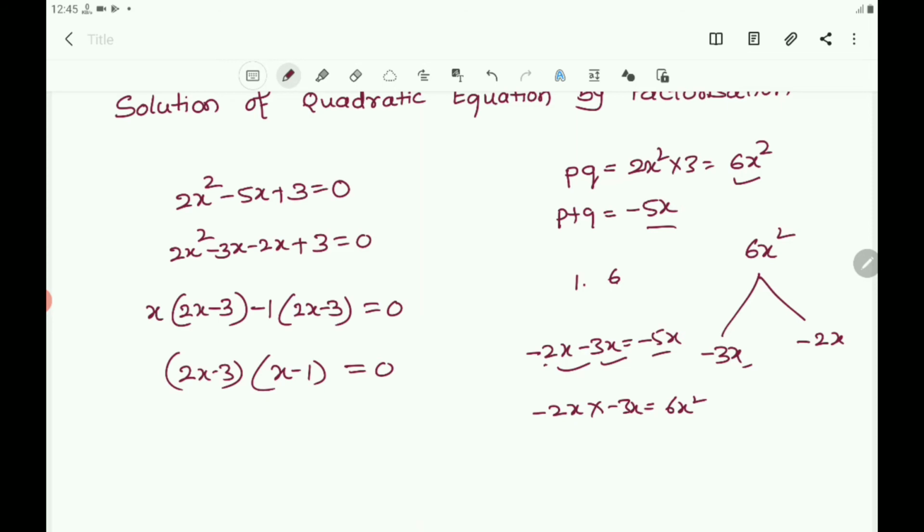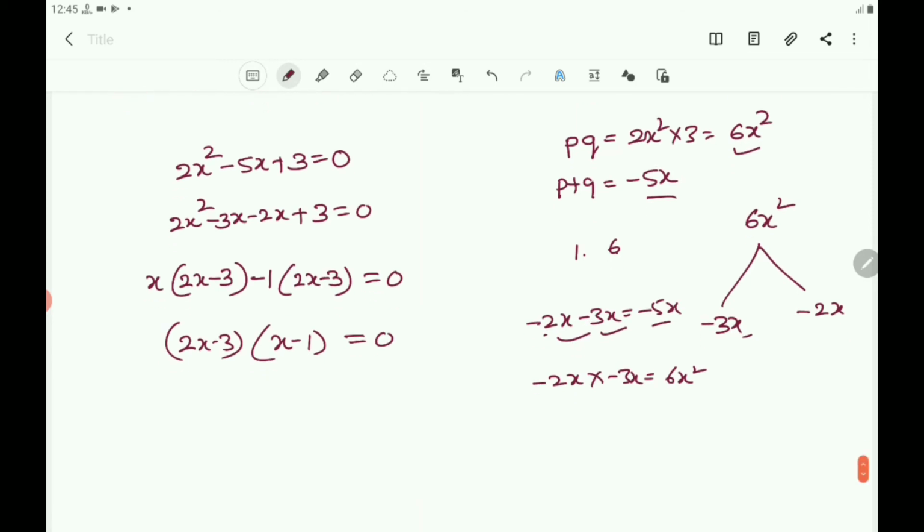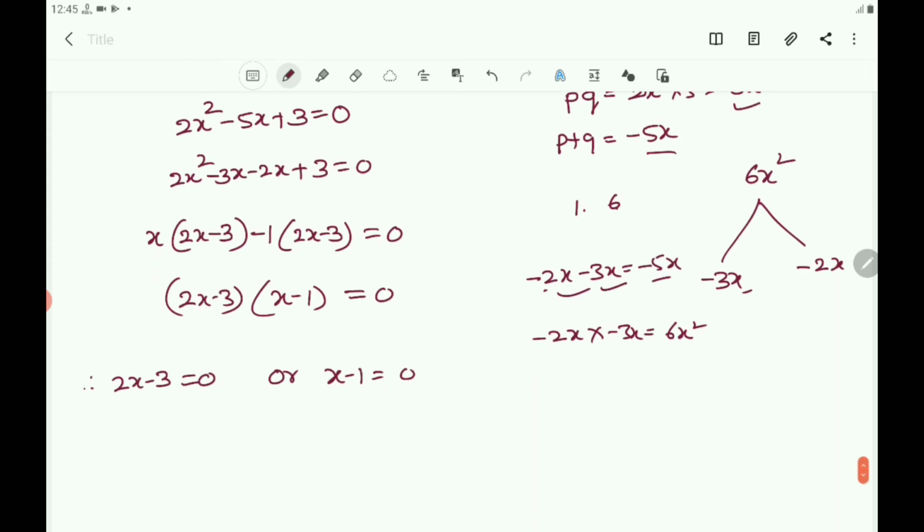Now you got two factors. The product of two factors equals 0. You got that 2x minus 3 into x minus 1 equals 0. Now equate 2x minus 3 equals 0 and x minus 1 equals 0. So you write, therefore 2x minus 3 equals 0 or x minus 1 equals 0.